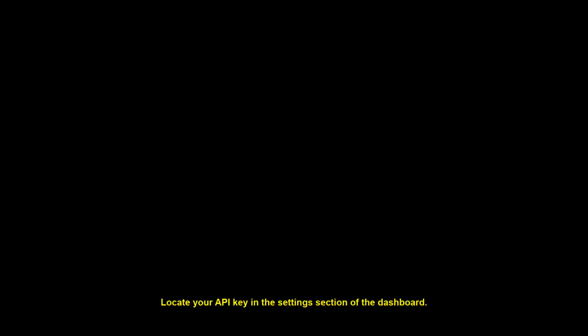Locate your API key in the Settings section of the dashboard. Use this key in your application or emailing scripts for sending emails through Mailgun. Conduct a test email to ensure everything is functioning correctly. You are now ready to send emails using Mailgun from your VPS server.